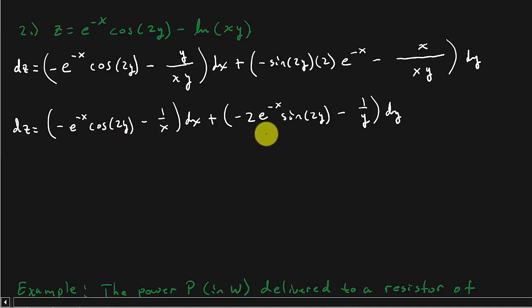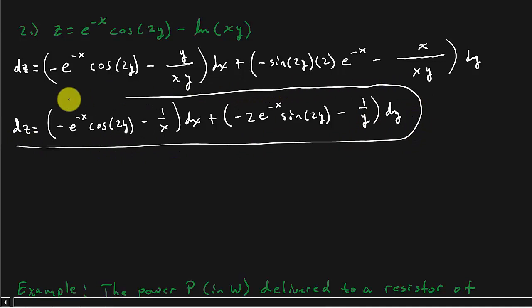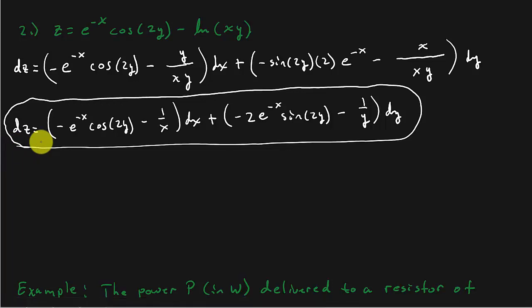All right, so hopefully all of that made sense. This is your answer. So think about it. All we're doing is taking the partial with respect to x and multiplying it times dx, and then plus, taking the partial with respect to y and multiplying that times dy.